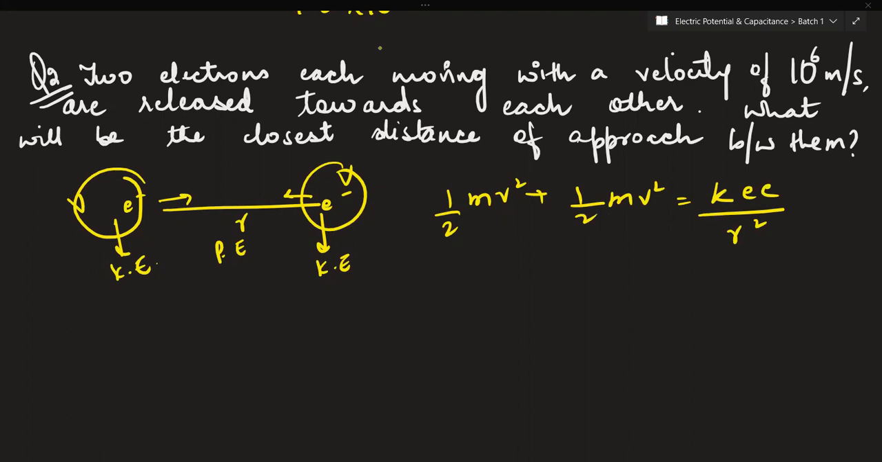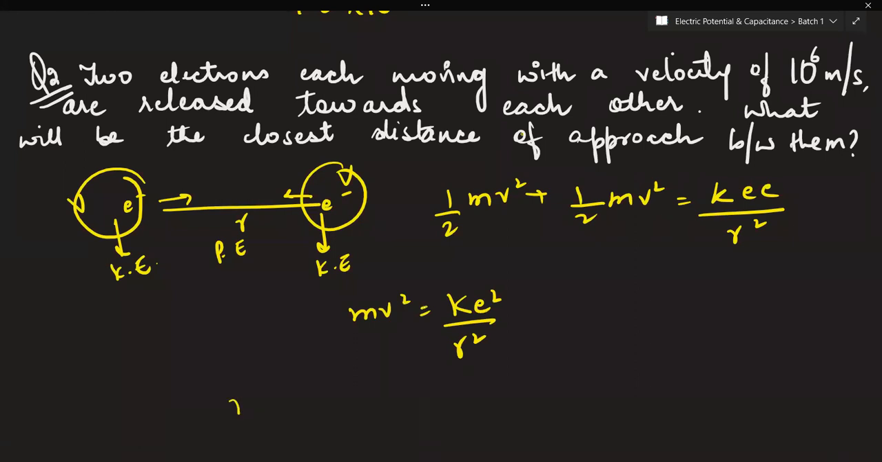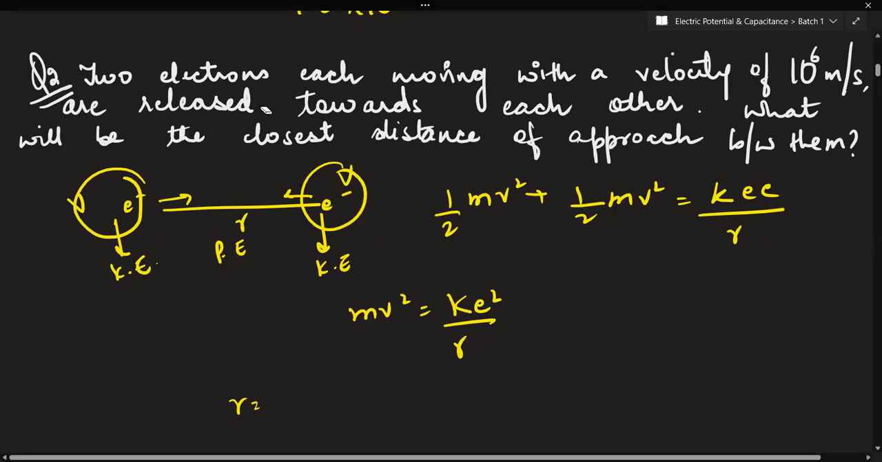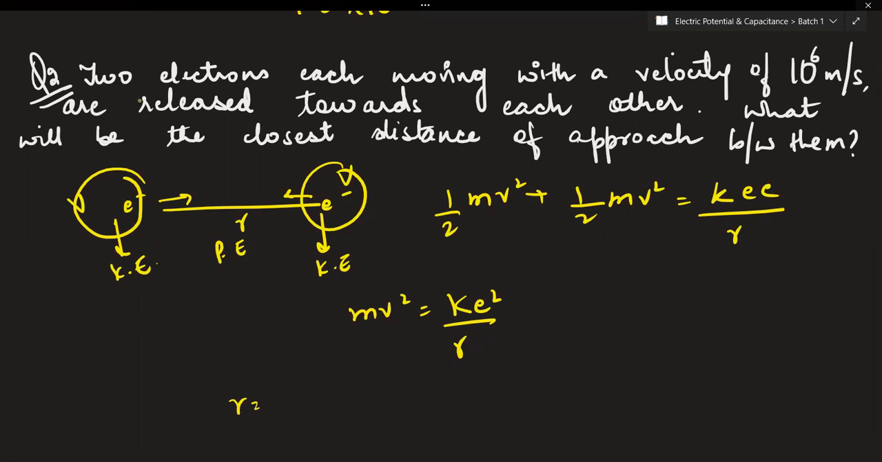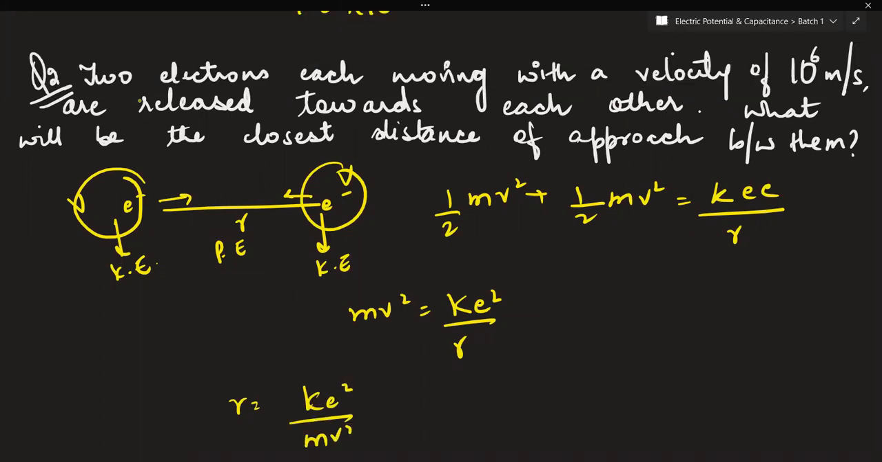2.5, yes, Salman, correct answer. So that makes it mv square only. Mv square is ke square by R. So R will be equal to... No, not R square. Potential energy will not be R square. Potential energy will be only R. So R will be equal to ke square by mv square.